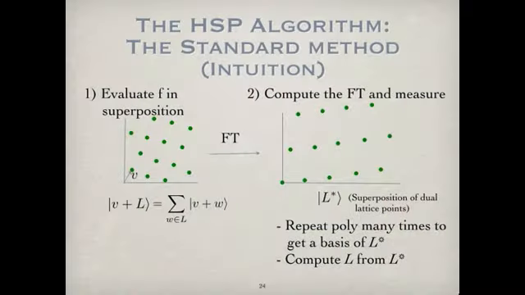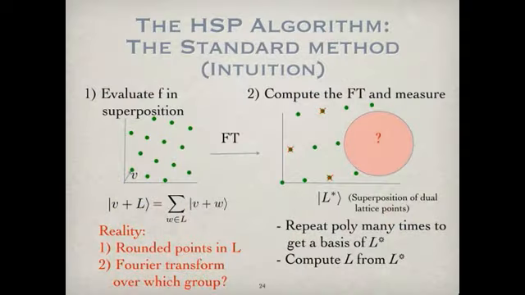Now, the intuition is something we've understood for a long time. If you want to solve this type of thing, you evaluate your function in superposition. You measure your function value. You end up on a random coset of the lattice you're trying to find, v plus L. Because you have this random thing in here messing it up, you can't just measure this, so you compute the Fourier transform. Then you're sitting on the dual lattice. And now if you measure, you get a random point of the dual lattice. So you would repeat this polynomially many times to get points of the dual lattice. Once you have a set of generators, you can compute the lattice from the dual lattice. And that's the way the algorithm should work.